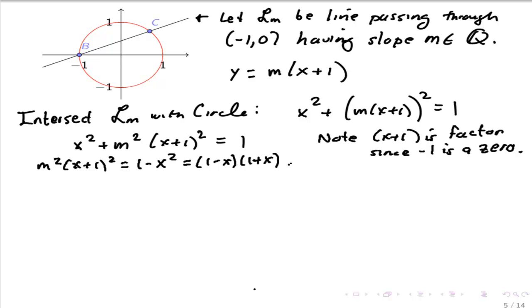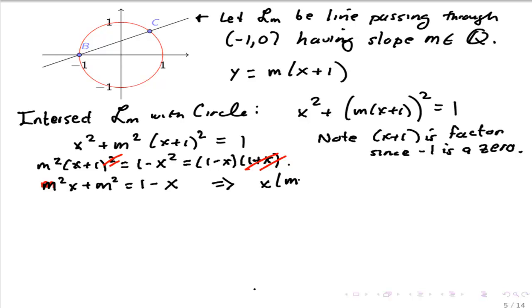And that pulls off that x plus 1 factor, which I then cancel. At this point, I'm assuming x plus 1 doesn't equal 0. I'm not interested in finding the point B. We're trying to find the point C up here. And we get m squared x plus m squared times 1 equals 1 minus x. And we're trying to solve for x, and that's just a linear equation.